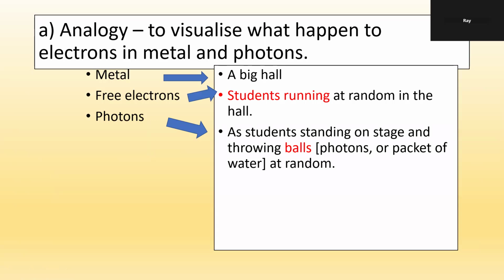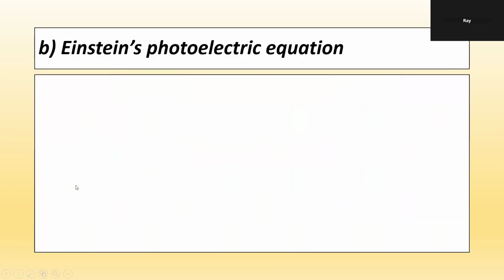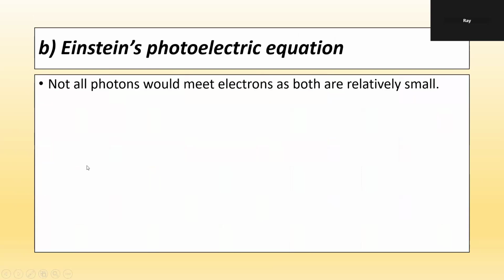From the analogy, when the ball hits the student, the photon hits the electron, and it gives all its energy to the electron. Not all photons will meet an electron, as both are relatively small. Photon as a particle, electron as a particle, they are relatively small. When a photon collides with an electron, it transfers all its energy to the electron. The energy transfer is instantaneous, straight away. No time lag, no delay. The photon gives all its energy to the electron and disappears.